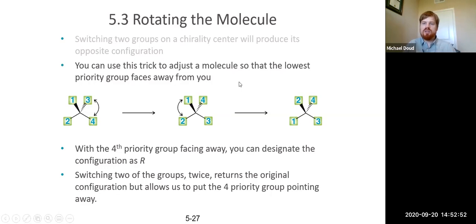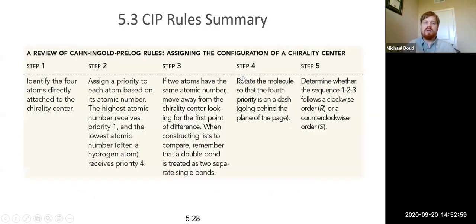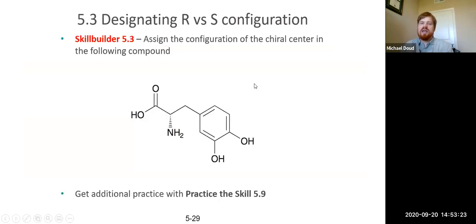Again, the more practice you get with this, and we'll be doing some examples in the lecture exercises as well, the better off you're going to be. So here's your CIP rules summary. Identify the 4 atoms, assign a priority to each of them. If they have the same atomic number, you move away 1 layer at a time, and the first layer that is different is the tiebreak. Then you rotate it so that the 4th priority is away from you, and determine the 1, 2, 3 sequence. If it's clockwise, it's R. If it's counterclockwise, it's S.